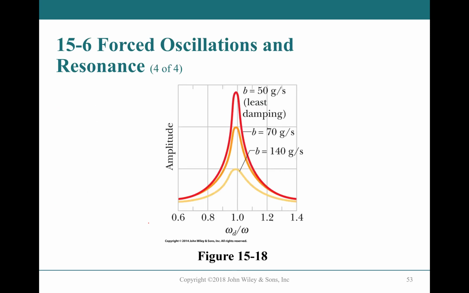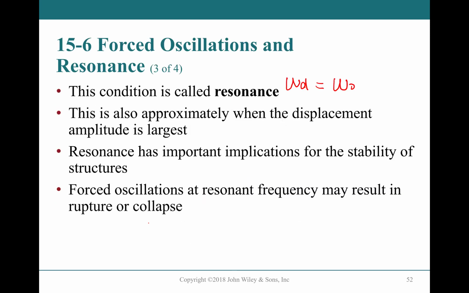What does this tell you? I want to, although this looks a little bit weird, what is resonance? Every object has a natural frequency. If you have a mass-spring system, of course, omega zero is the square root of k over m. And if you have a pendulum, omega equals the square root of g over l.